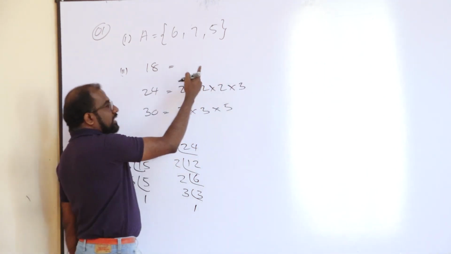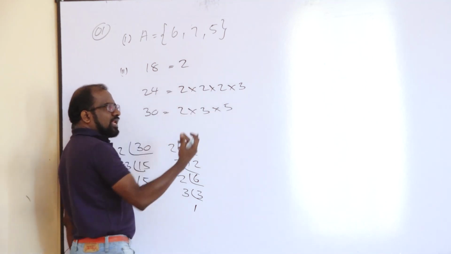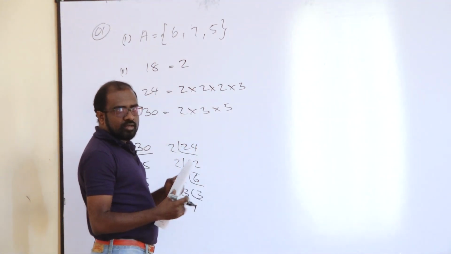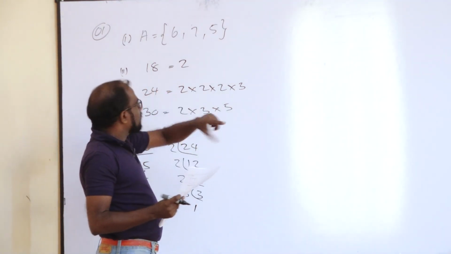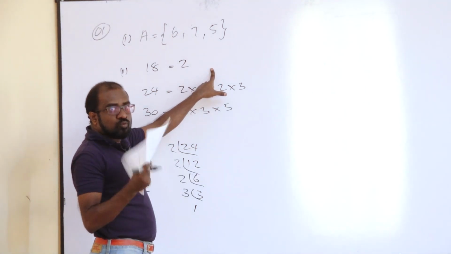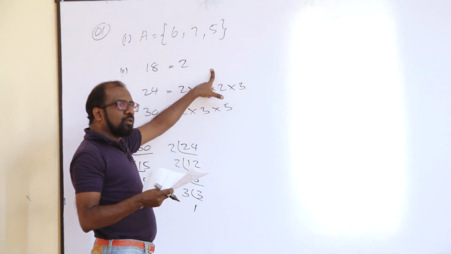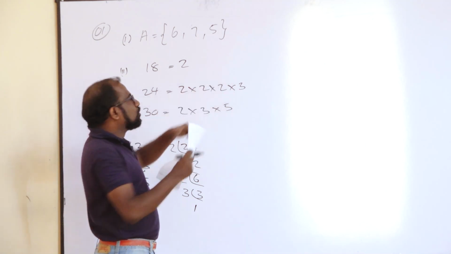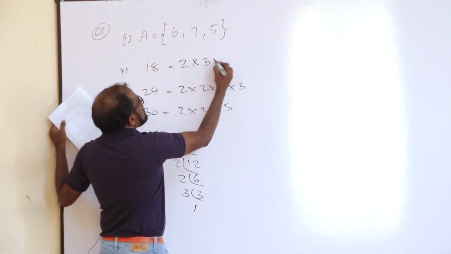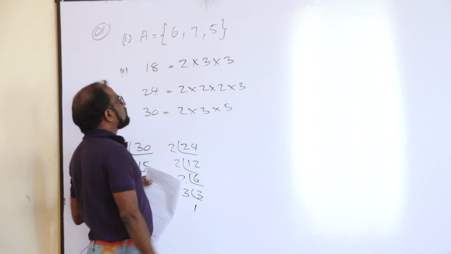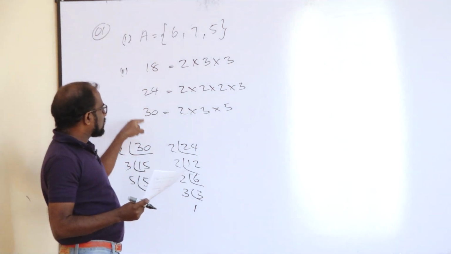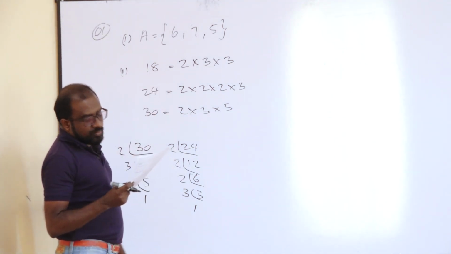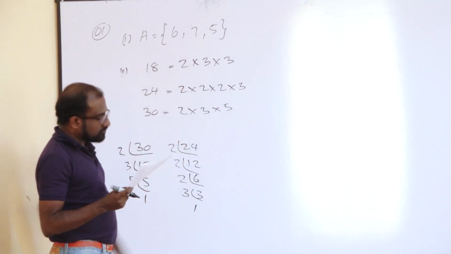In the same way, 18 you can write as 2 times 2 times... Can you divide 18 by 4? No. 2 times 3 is 6, 6 times 3 is 18. 18, 24, 30: you are asked to write these as a product of prime factors.